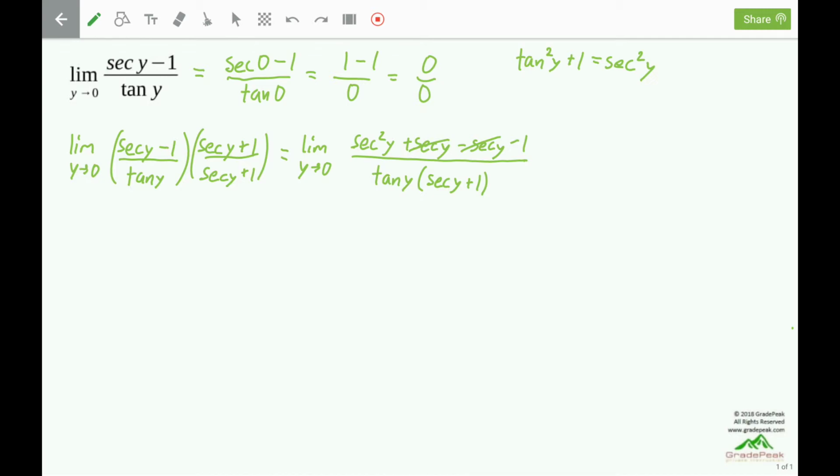Now we need to solve for secant squared minus 1, since that's what we have in our expression. So we can subtract the 1 to the right side. And secant squared minus 1 is actually equal to tangent squared, and that numerator can be replaced with tangent squared of y. Now tangent of 0 is 0, and so we still have 0 over 0.